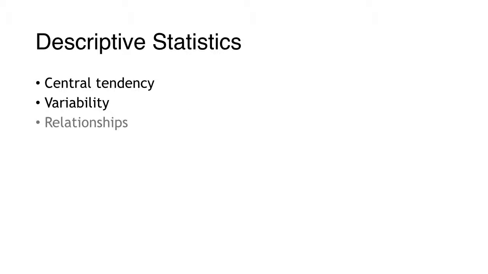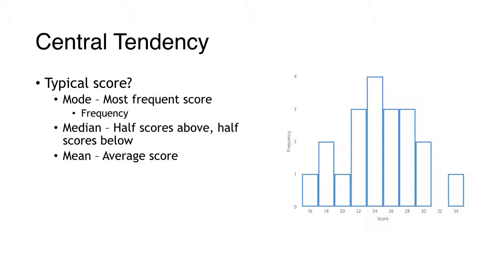In this lecture, I'm going to talk about two kinds of descriptive statistics that are really important, and you will find these in every quantitative study that you look at, and that's central tendency and variability. And then in the third lecture, I'm going to talk about relationships. So we'll go ahead and get started here.